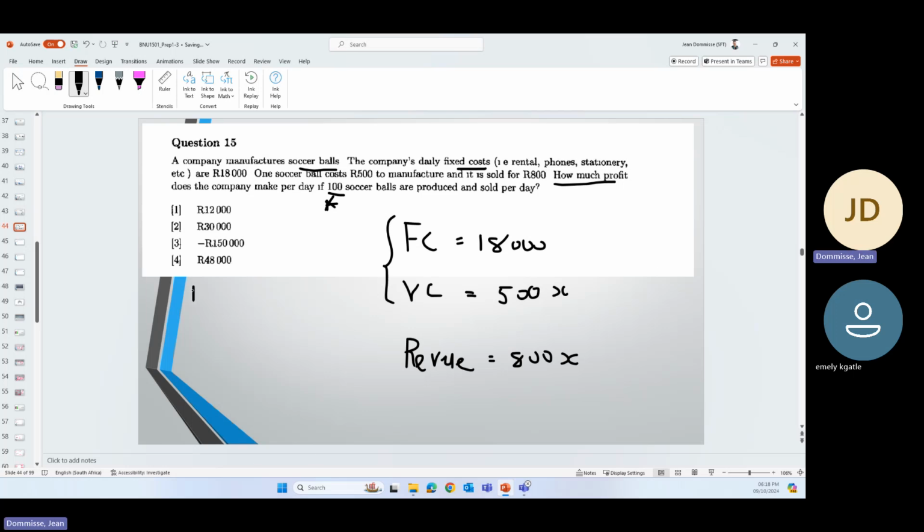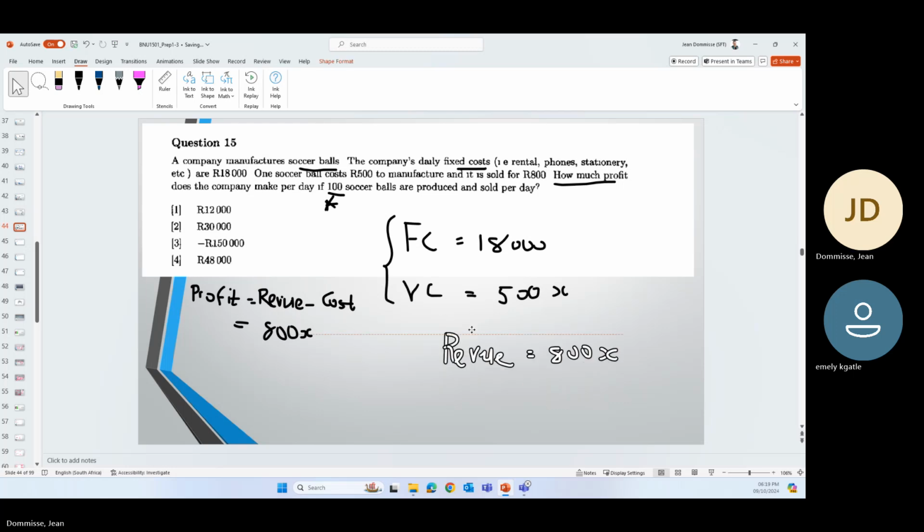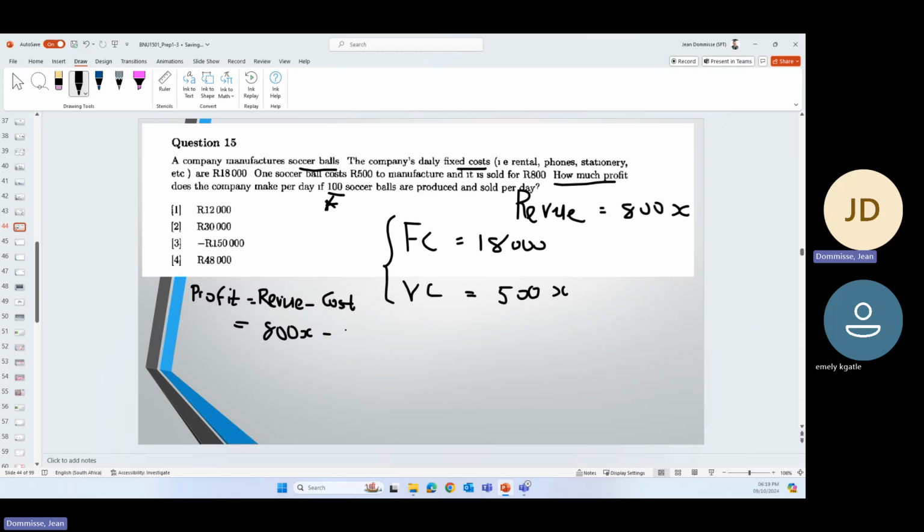Okay, so profit is equal to revenue minus cost, and in this instance revenue was 800x. Let's just quickly move this component and we can write it down. And then your total cost function was your fixed cost plus your variable cost.